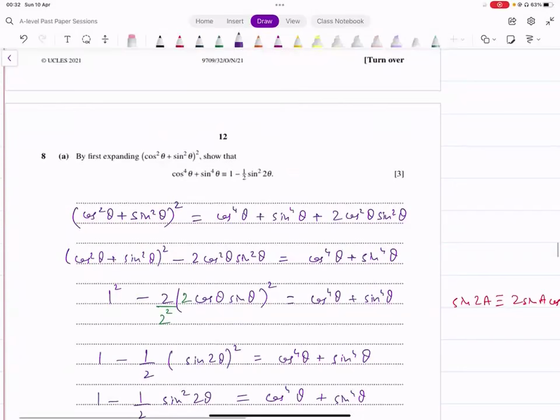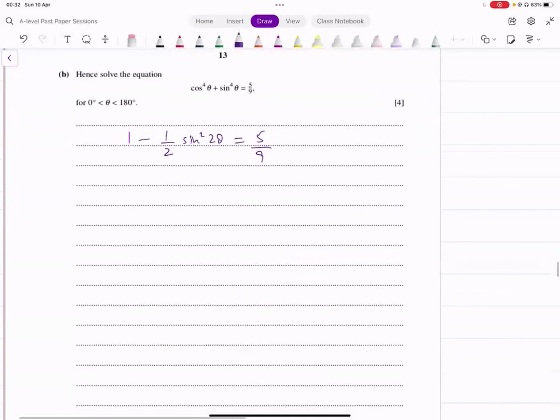1 minus half sin square 2 theta, and yeah, so that's fine. Now we just have to solve this. I can take that to the right. 1/2 sin square 2 theta. 1 minus 5/9, that's going to give me 4/9. And then sin square 2 theta becomes 8/9.